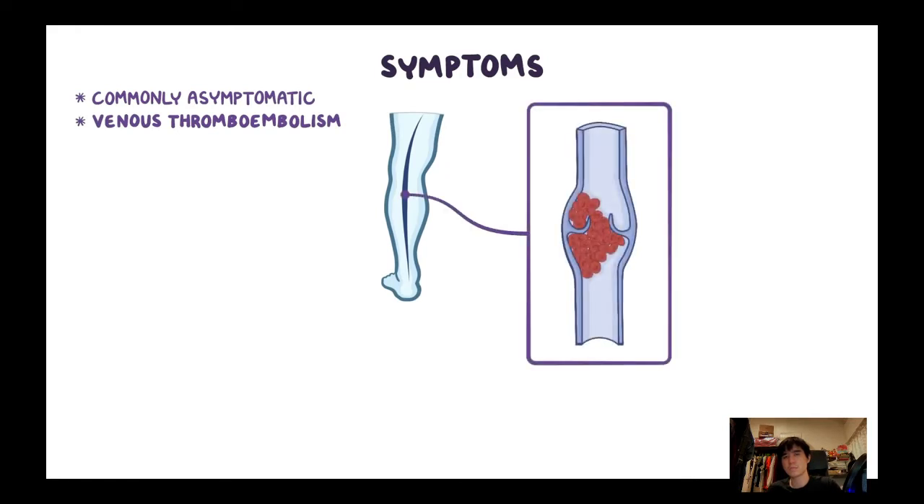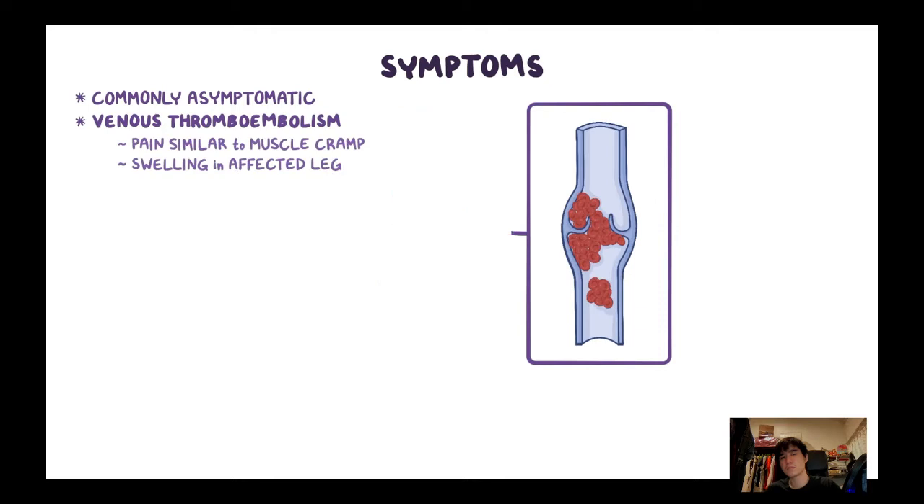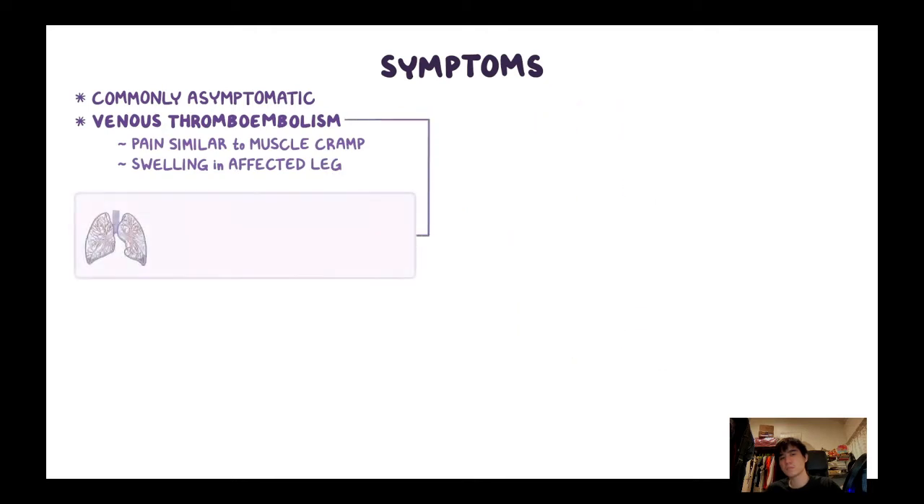That's when a clot forms, usually in the deep veins of the leg, and then parts of the clot can break off and travel to other parts of the body. Symptoms of venous thromboembolism include pain similar to a muscle cramp and swelling in the affected leg. If a clot breaks off and travels to the lungs, there can be signs of respiratory distress like pain with inhalation, fast heart rate, and a fast respiratory rate.